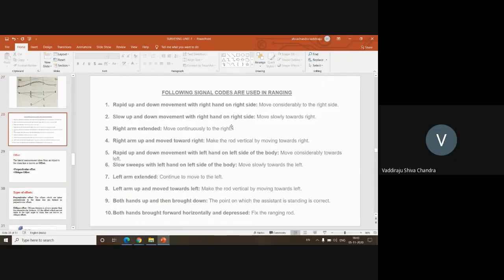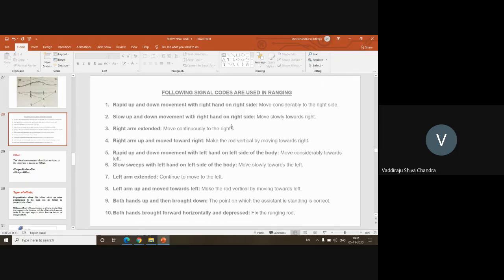Rapid up and down movement with the right hand on the right side of the body: I'm instructing the person holding the second ranging rod to move considerably to the right side. If I'm moving the right hand with a slow up and down movement, I'm asking him to move slowly towards the right. If the right arm is extended completely, it indicates to move continuously to the right. Right arm up means move towards the right. Make the rod vertical by moving towards the right.